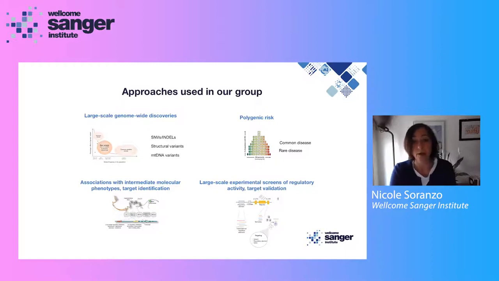So my group uses a number of approaches shown here. We mostly rely on the analysis of large-scale genetic and genomic data sets, including different types of genetic variants, to try and discover and characterize genetic variants affecting susceptibility to common diseases and their underlying risk factors. And we also use a growing number of molecular phenotypes and also experimental screens of regulatory activity to try and identify and validate targets for drug development.